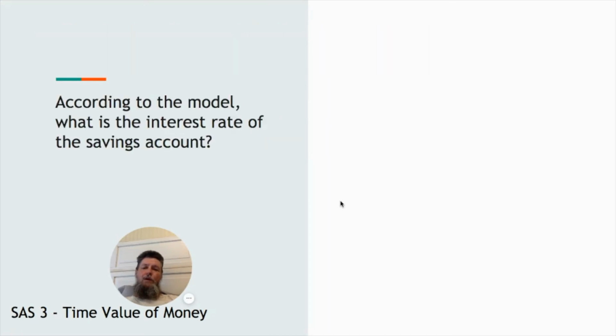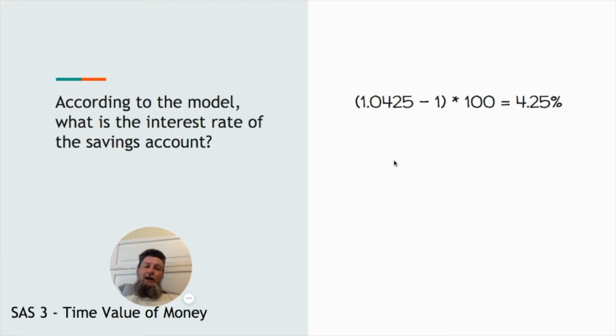So according to the model, what is the interest rate of the savings account? Now, here's what you need to understand. We take 1.0425 and subtract the 1, which is the 100% that's already in there. We're left with 4.25%. 100 plus 4.25 is 104.25%. So if we want to know what the amount of the interest is, we just multiply whatever the amount in the account is by 0.0425. But if we want to know how much that is when you add that to the amount that's in the account, you multiply by 1.0425.